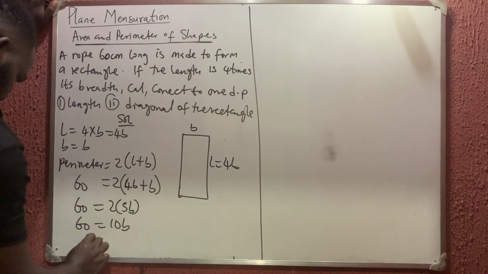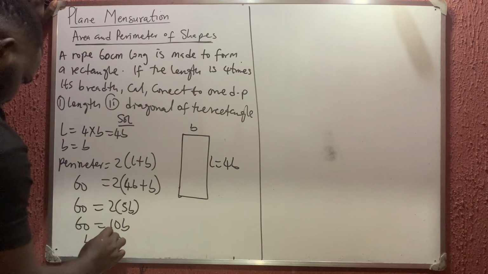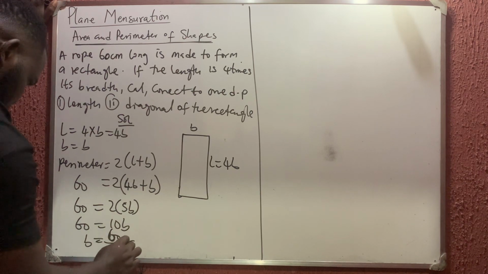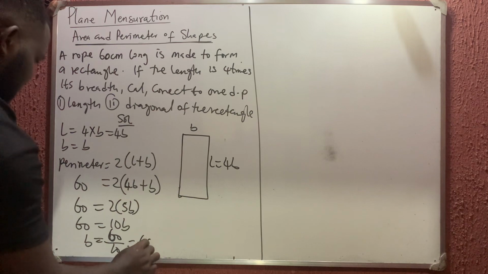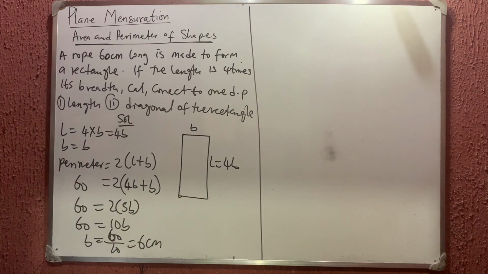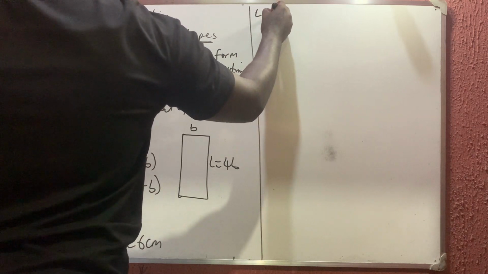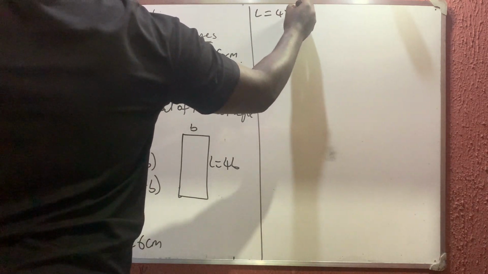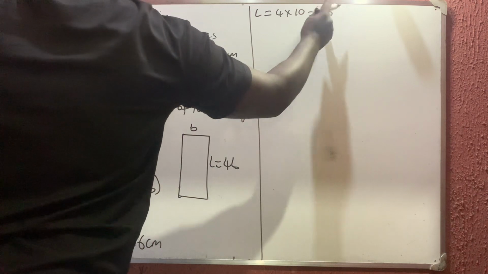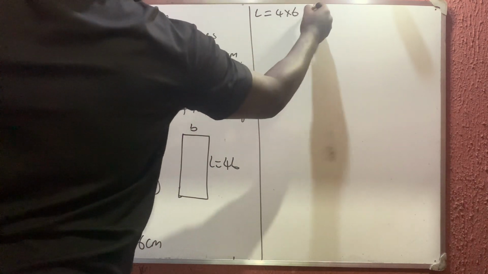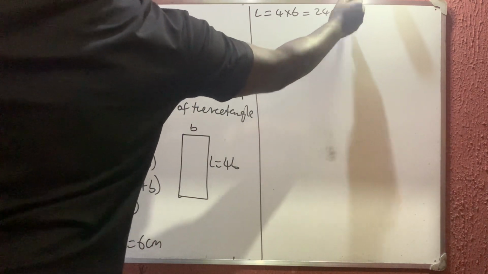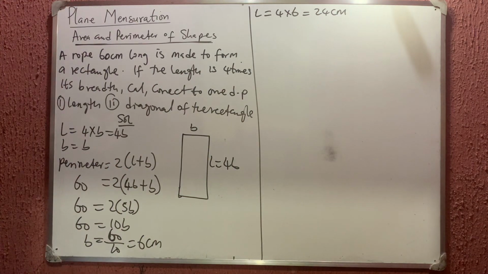So my B will now be what? 60 divided by 10, which is what? 6 cm. Okay, so that is the breadth. So the length obviously, the length will now be what? 4 times 6, which is what? 24 cm. So they say we should calculate the diagonal.